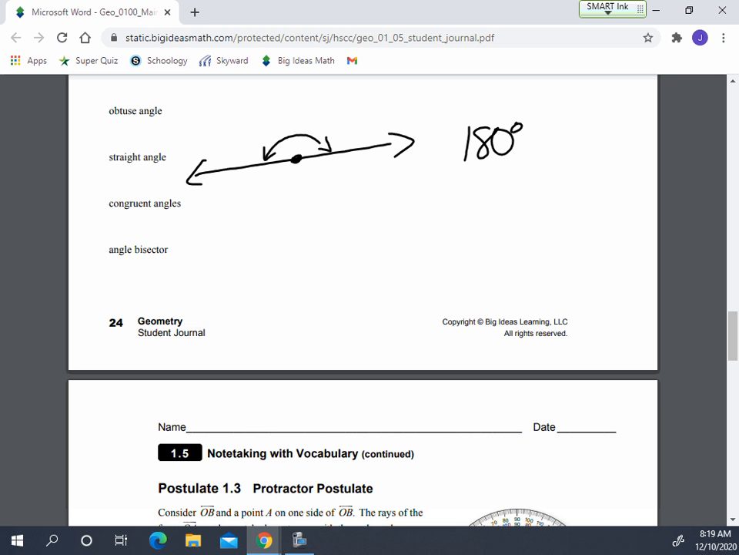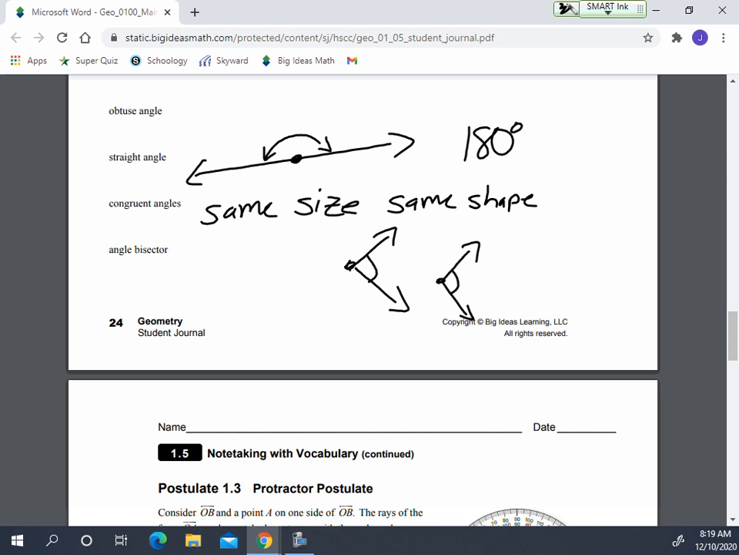Congruent angles are same size, same shape. The reason I'm telling you same shape is because congruency comes in as a big factor in a later chapter. But two angles that have the same shape will have the same measure. Those are congruent angles. They have the same size, same angle measure, and they are the same shape.